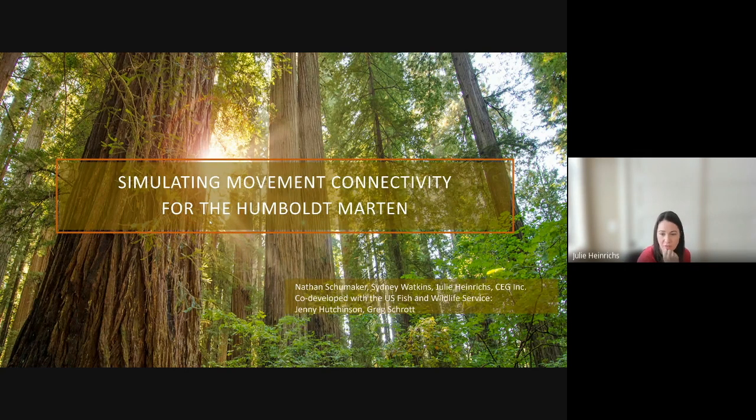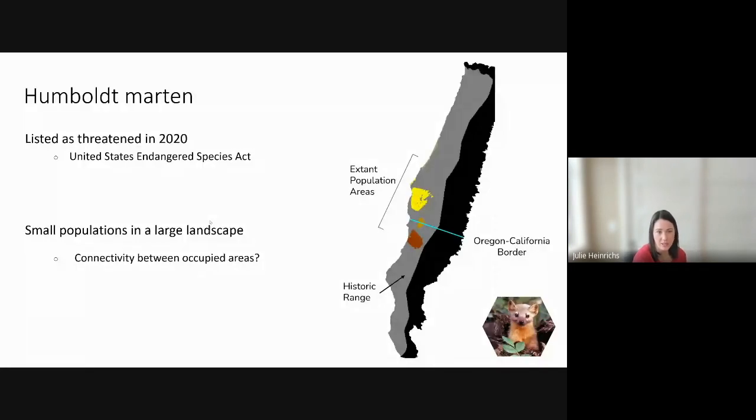Okay, so a slight shift in geography, but not much. Here's a quick example of simulating connectivity for the Humboldt marten. This species was listed as threatened in 2020, and one of its problems is that it occurs in little population areas around the coast and in the interior, and we don't really understand how connected those populations are. Connected populations are important for maintaining genetic diversity, and if that declines, you can have populations with poor health that start to decline for those reasons.